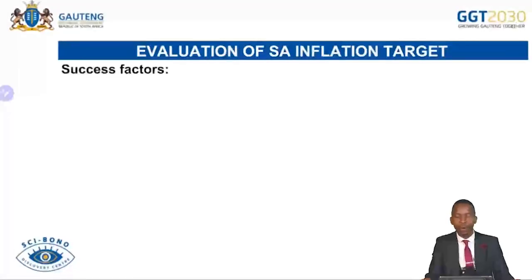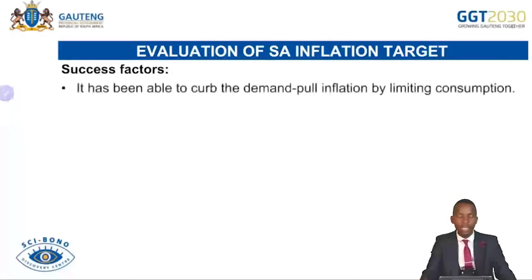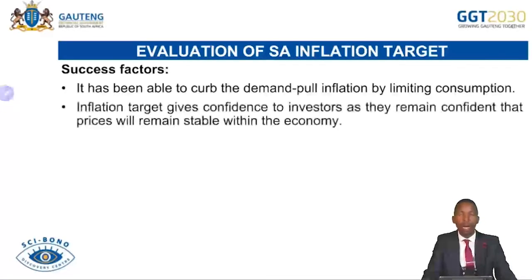And then evaluation of the South African inflation target. Remember, the past two, the consequences of inflation as well as measures to combat it, those are two essays as per our current examination guidelines. Success factors on inflation: it has been able to curb demand pull inflation by limiting consumption through the application of restrictive policies, both fiscal and monetary.